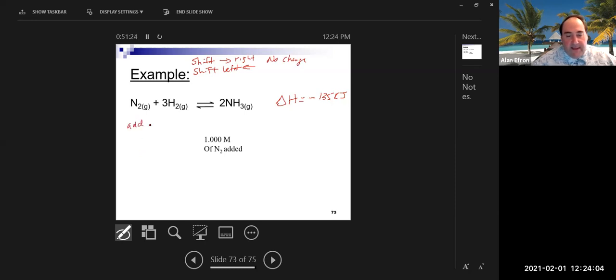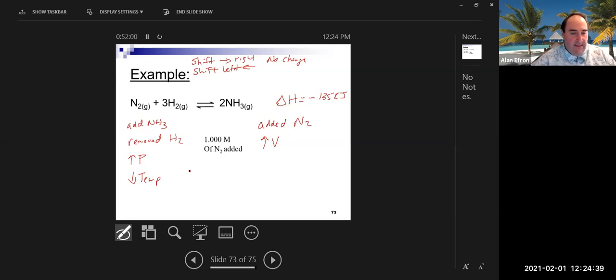Let's say we added NH3, we removed H2, we increased the pressure, we decreased the temperature. Let's say we added N2, we increased the volume. All right, take a couple minutes here, think about each of these, decide will it shift to the right, will it shift to the left, or will there be no change, and then we'll talk about how you did.